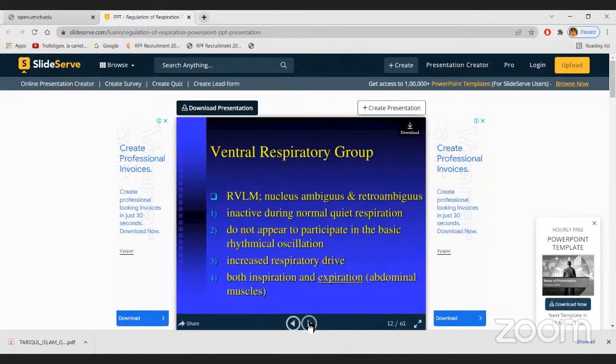This is the ventral respiratory group. The ventral respiratory group includes the nucleus retroambiguus and related areas. These neurons are inactive during normal quiet respiration and do not appear to participate in the basic rhythmical oscillation. Increased respiratory drive stimulates both inspiration and expiration abdominal muscles.